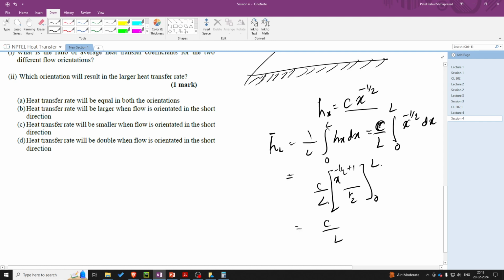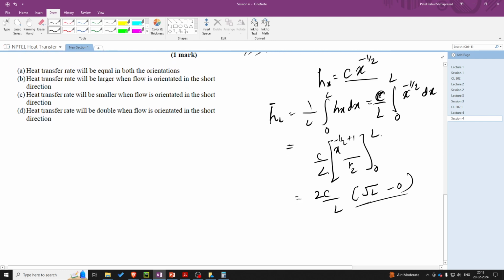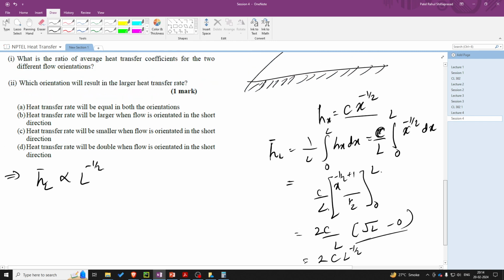So it is becoming c upon L, root of x, and we put the value of L minus 0, upon 1 half, that will become basically 2. So this will become 2 into c into L raised to minus half. That is the average heat transfer coefficient. We can say that it is proportional to L raised to minus half. That is for both the scenarios.